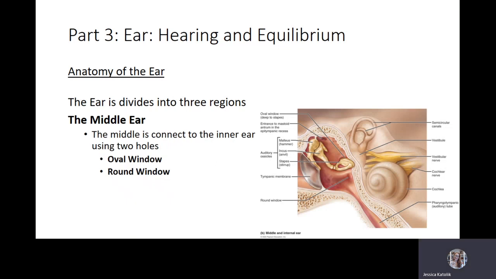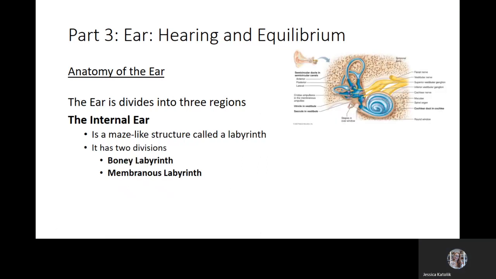Oh, here we go to the oval window and round window. We already talked about these. These are membrane lined holes that will connect the middle and inner ear. Okay.